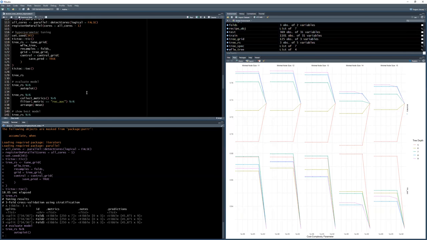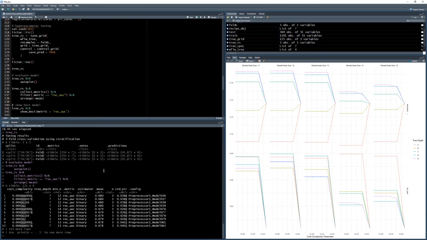To make sure that we are on the same page, we see that the top model, because I'm ranking by the mean of the ROC, the ROC here and the mean of the splits, has a mean of 0.68, which corresponds to this value. And we also have the cost complexity, the tree depth of 7, and then the minimum nodes of 12. So visually we can confirm that that is the best model.